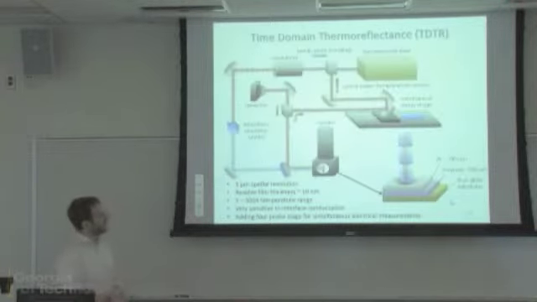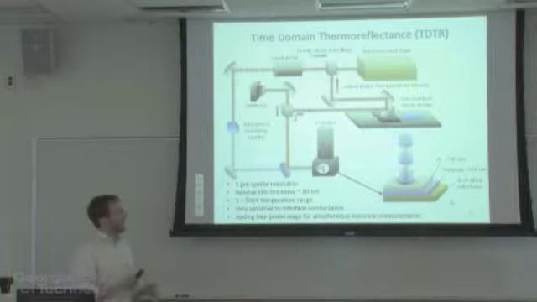Sorry, can you go back? What's the change in reflectivity? So certain metals at different wavelengths have a thermal reflectance coefficient. So the reflectivity of aluminum at 800 nanometers changes significantly with temperature.